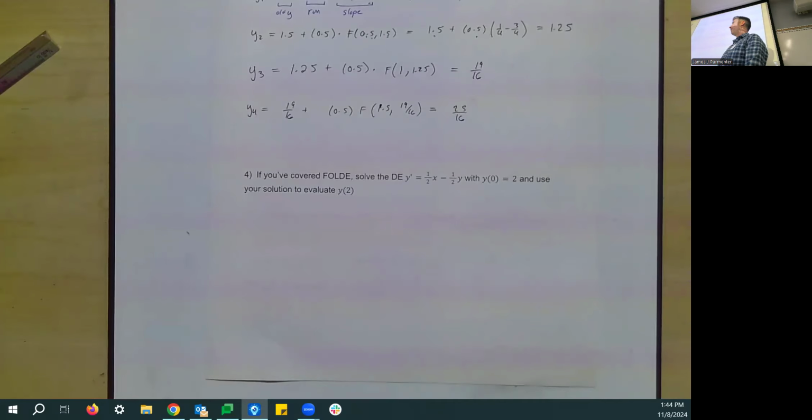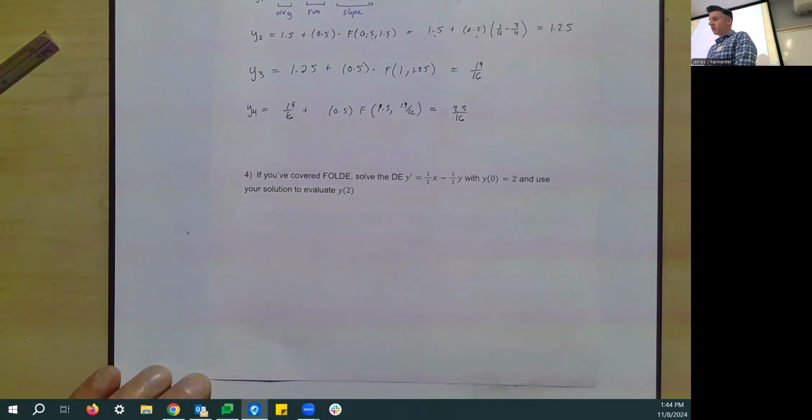And then we might as well solve the differential equation while we're here. I mean, why not? We've come this far. So let's solve this differential equation. This is definitely a first order linear differential equation, so we're going to rewrite it as y prime plus 1/2 y equal to 1/2 x. We're going to find the integrating factor.